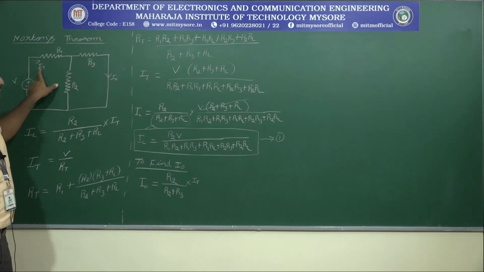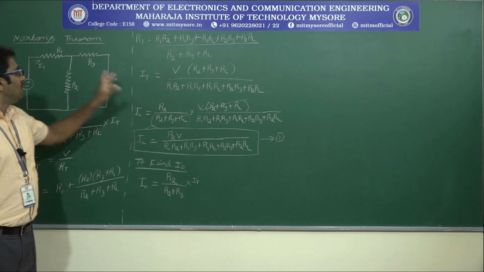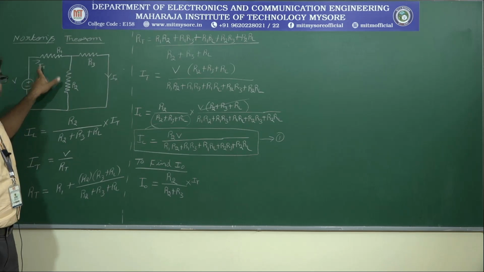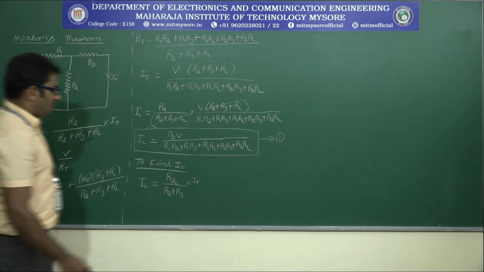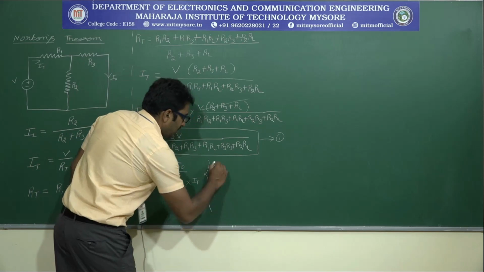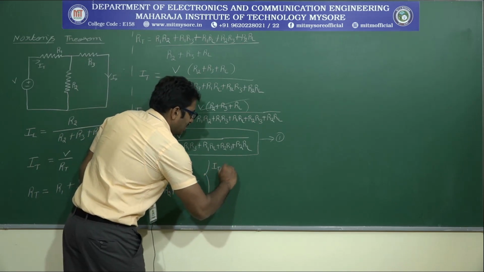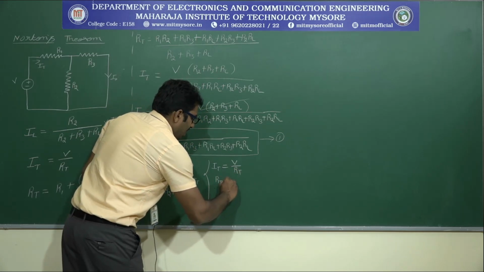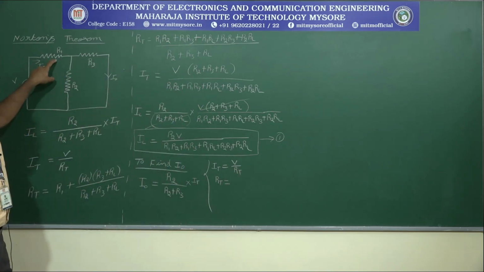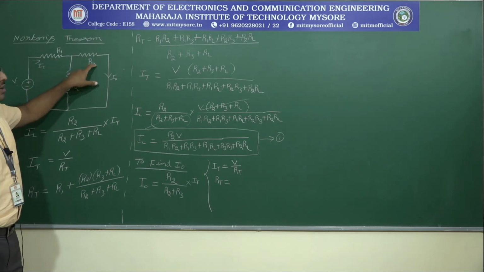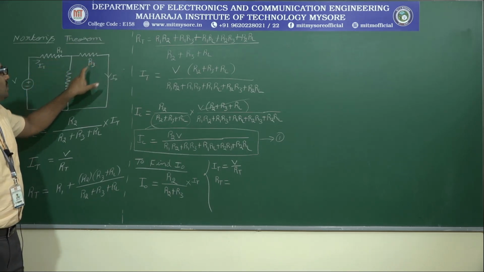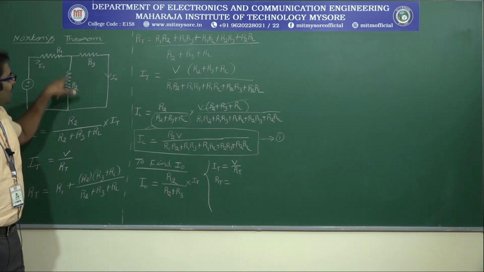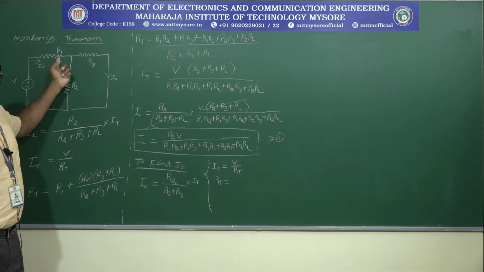Now IT is different. IT is not this earlier equation because we removed that load. Again we have to calculate IT for this circuit. IT is equal to V divided by RT. What is RT? For this circuit, RT is R1 plus R2 into R3 divided by R2 plus R3, because R2 and R3 are connected in parallel, and this parallel combination is then connected in series with R1.